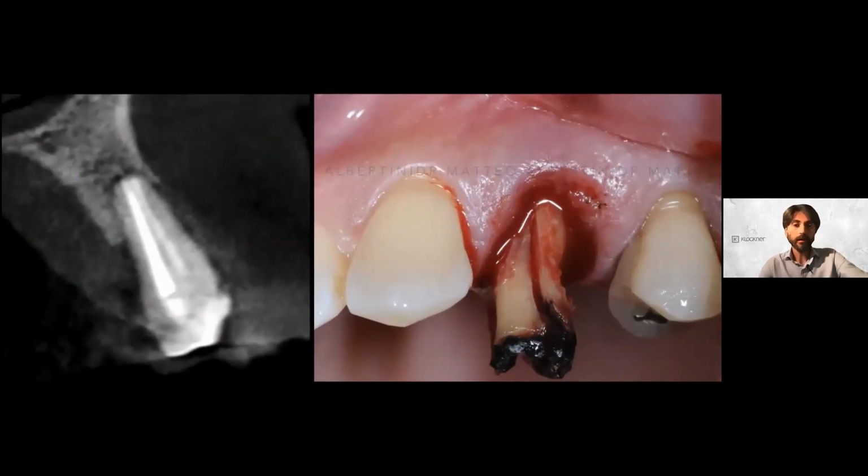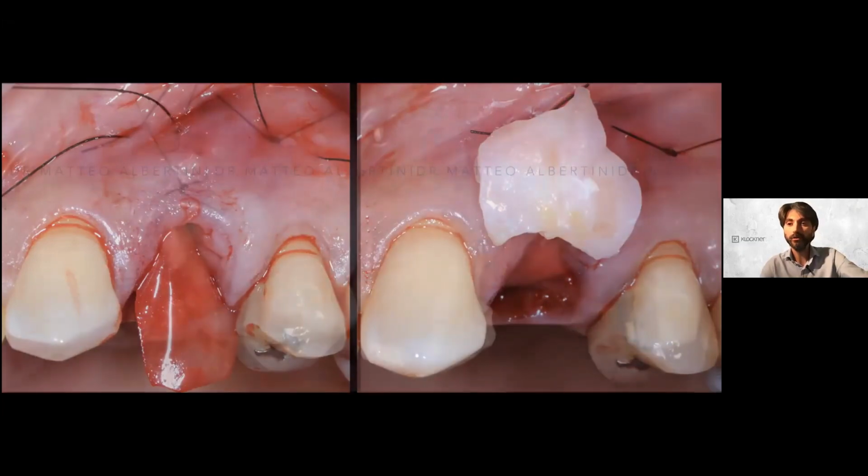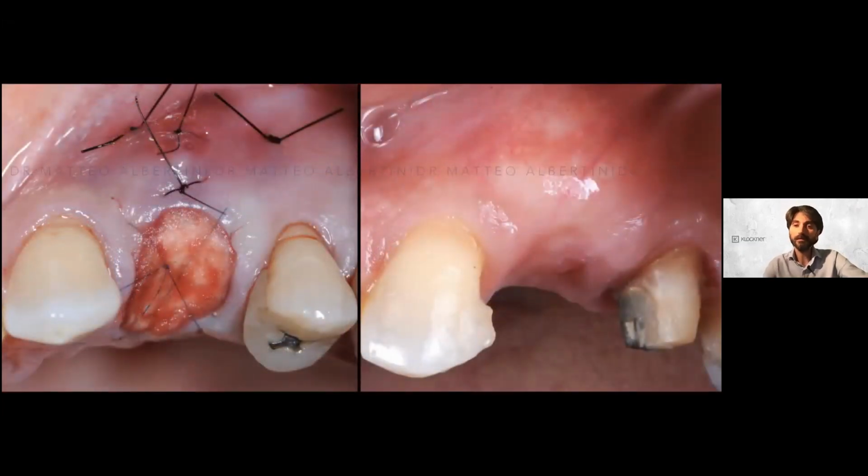In this clinical case, we have the loss of the buccal bone and even partially the palatal bone because of vertical fracture. So we apply the same protocol, the membrane within the envelope, the soft tissue graft. And this is the ridge aspect after 8 months. This is the CBCT after 8 months. This looks nice.